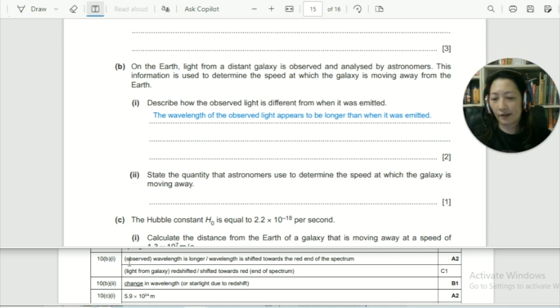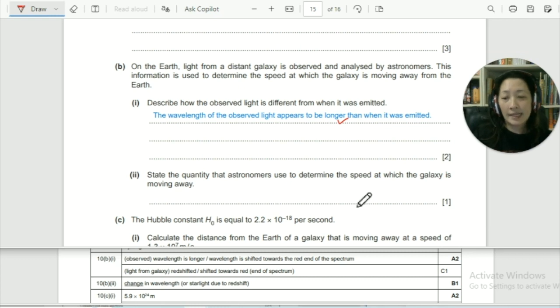So as you can see here, the observed wavelength is longer, and that's what we wrote. Now, if you didn't write this, an option is to write that the wavelength is shifted towards the red end of the spectrum, as I had mentioned earlier as well. So this is also an accepted answer. Writing either one of these would give us the 2 full marks. Now, if you have just written red shifted, as you can see, you'll only get 1 mark. You're not going to get the full 2 marks.